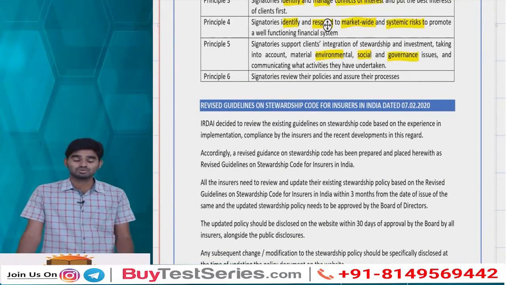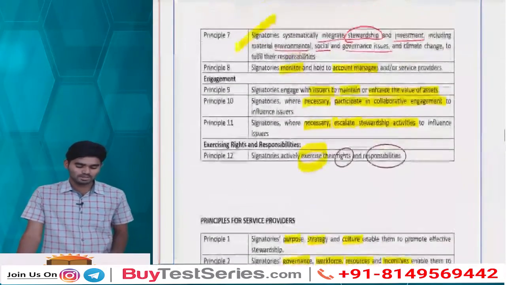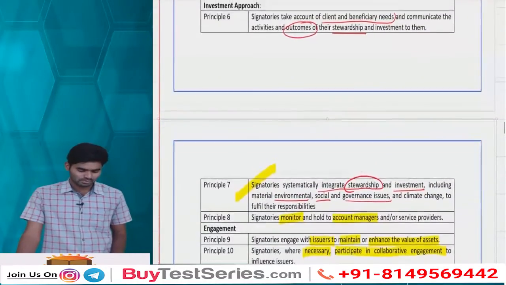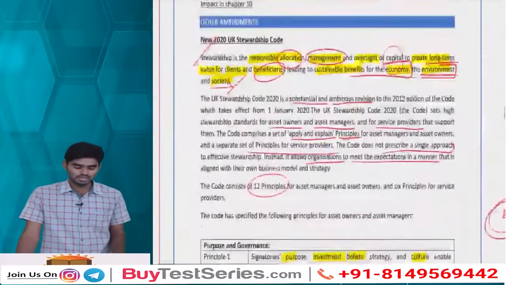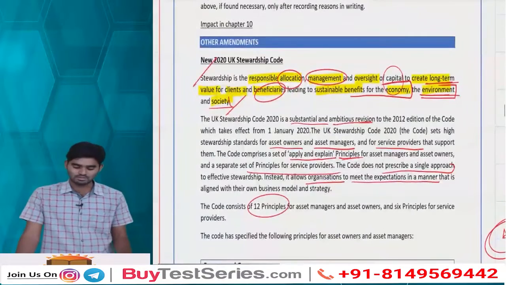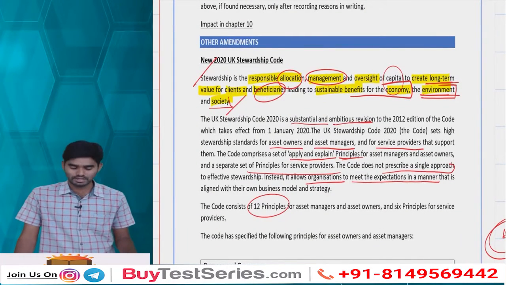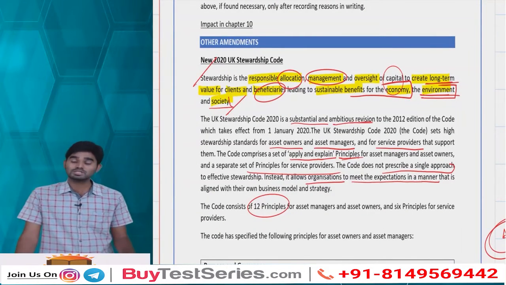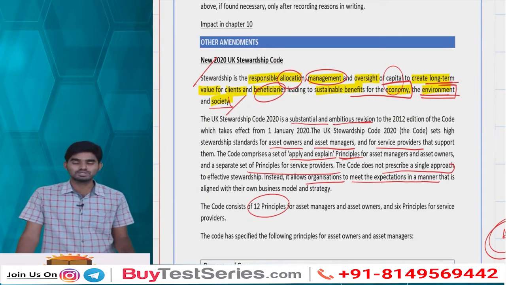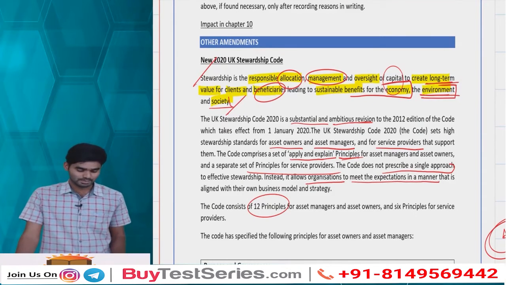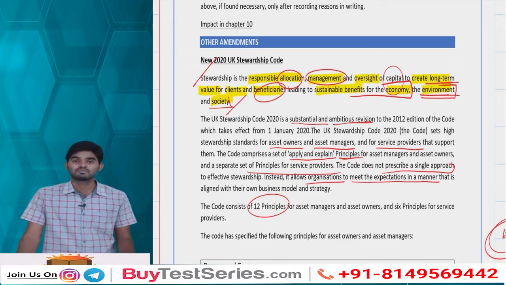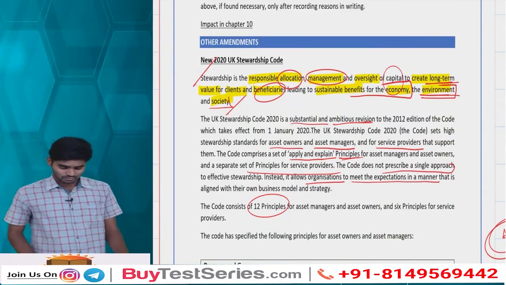Clear, everyone? So this is the global-level UK Stewardship Code, whereby the UK Stewardship Codes have been revised from the existing 2012 edition. The revision has been made effective 1 January 2020. Clear, everyone? An expected question for the December attempt. Clear, everyone? So can we move ahead?